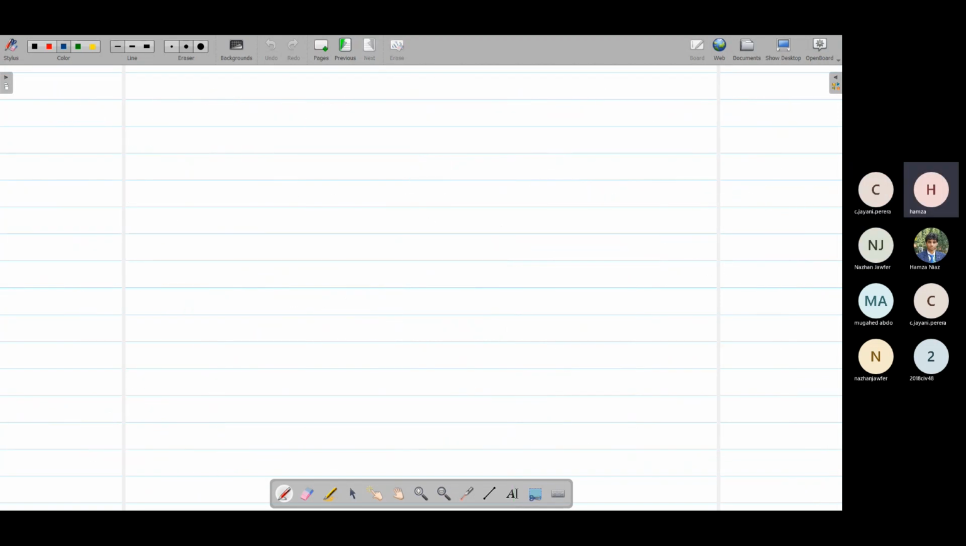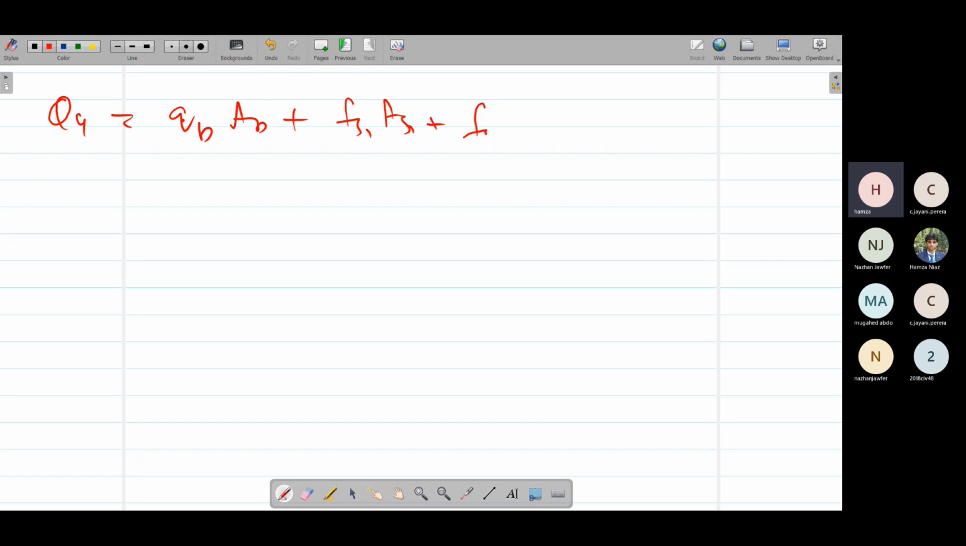So afterwards, if we have found the base resistance and the shaft resistance, simply Q ultimate is QB times AB plus Fs1 times As1 plus Fs2 times As2. Where QB is like 11,000, keep this in kilopascal units, times AB, which is pi by 4 into 0.3 square. 0.3 is the dia of the pile.